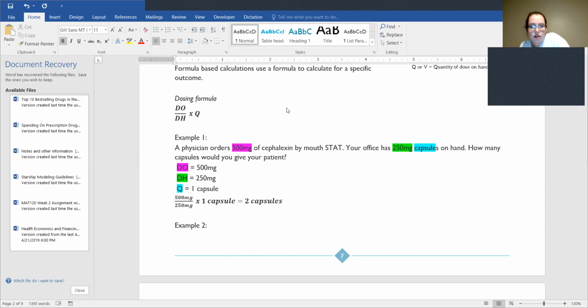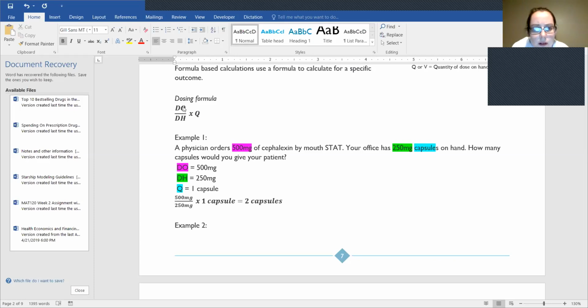If you have a dose that's prescribed, and you have a drug on hand that is different, what you do is the dose prescribed is to the quantity of the drug given, and that could be capsules, could be milliliters, is equivalent to the dose on hand to the vehicle. If you rearrange that, you're going to get this equation right here.